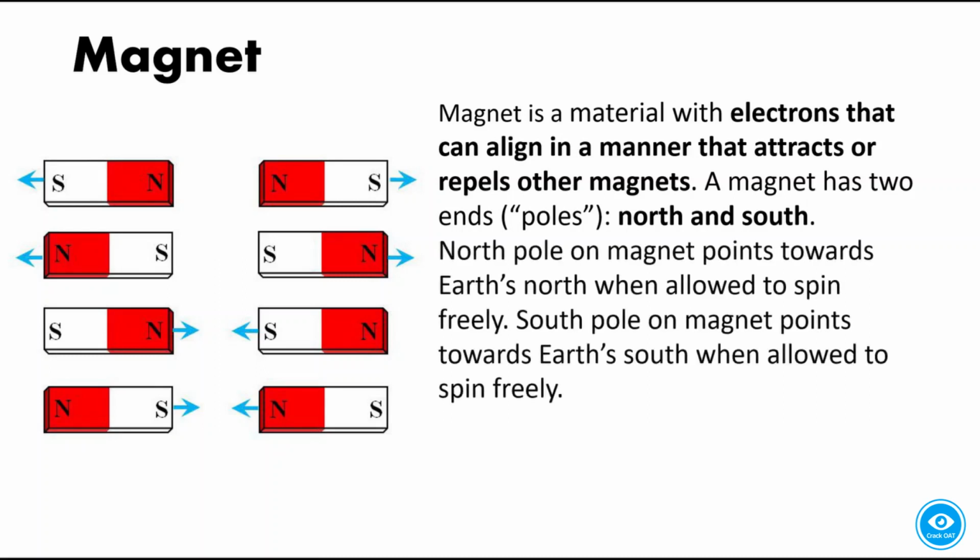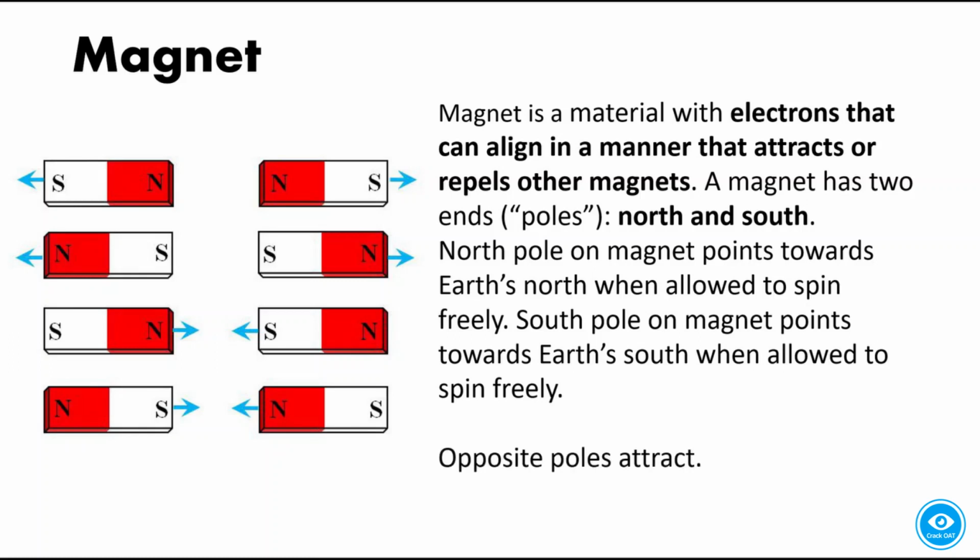So the North Pole will point towards the Earth's North Pole when it's allowed to spin freely. So if you were to put it on, like, water, it'll spin itself until it points in the north direction. And that goes the same for the South Pole of the magnet. It will point towards the Earth's south.